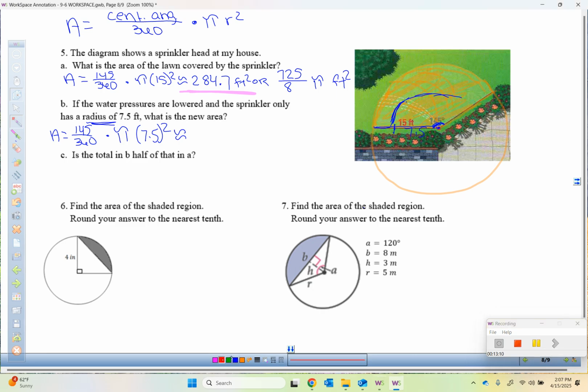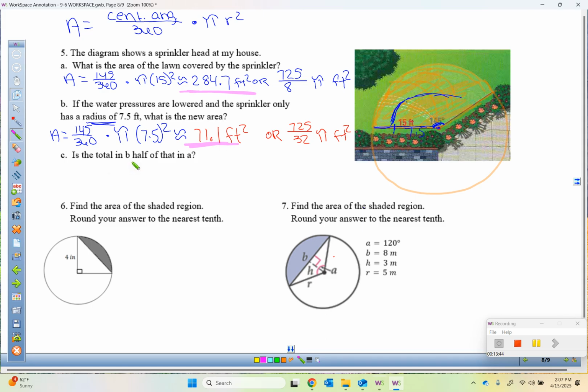Okay, and what do we get? Anybody? 730. Okay. I got 71 point something. Yeah. 71.1 feet squared. Okay. And just for the fun of it, what is this in terms of pi? 725 over 32 pi feet squared. Okay. But what would make more sense to have? This guy, right? Yep. Okay.